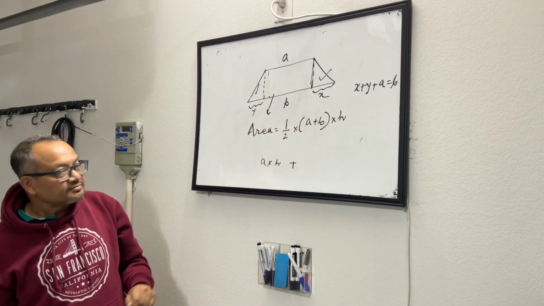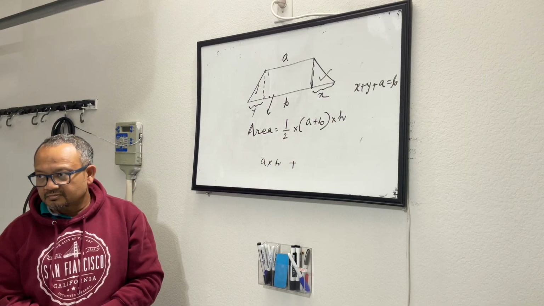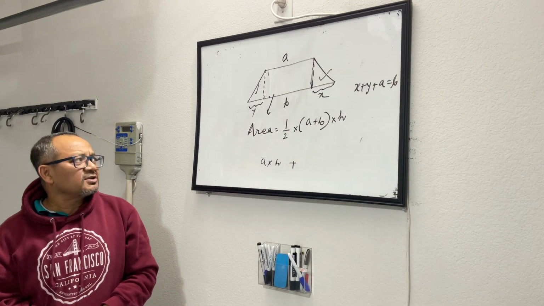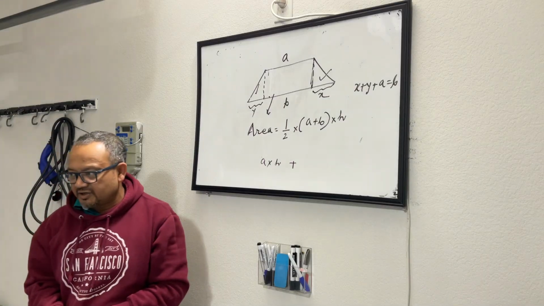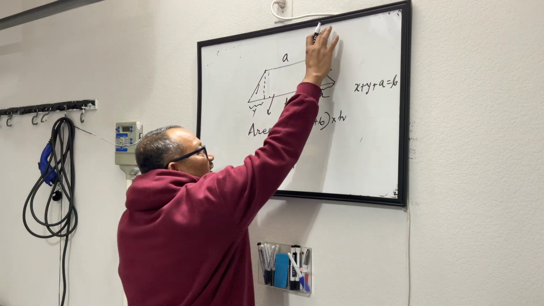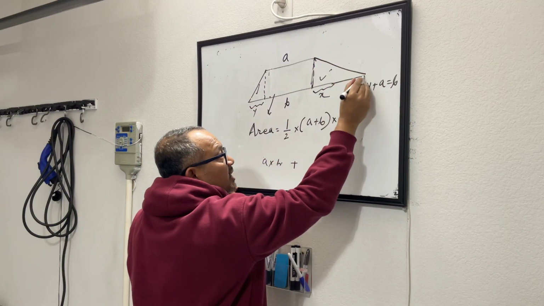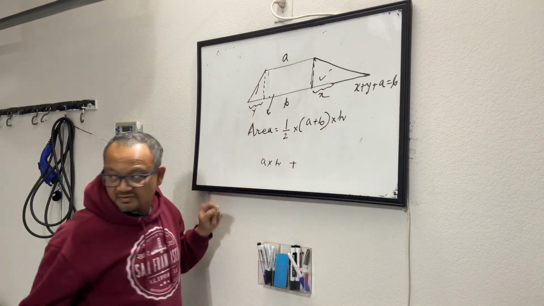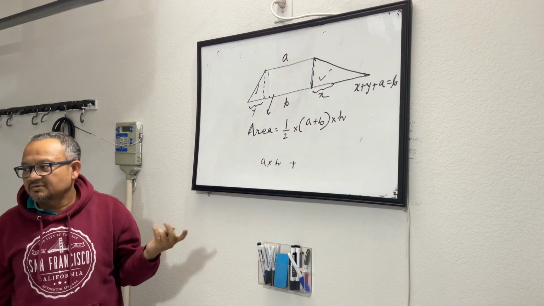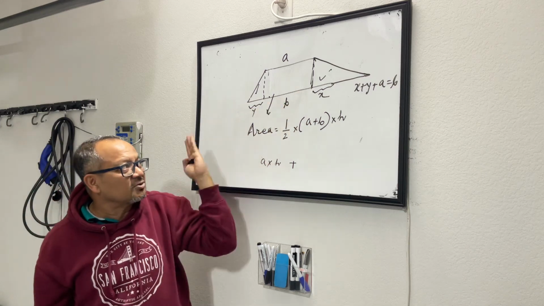Wait, to find the area of those triangles, do we use a formula from the last, like rhombus? No, we don't, because rhombus has some certain defined properties. Here, we cannot use that because this is a trapezoid and this is also a trapezoid. So it has no direct correlation with rhombus.